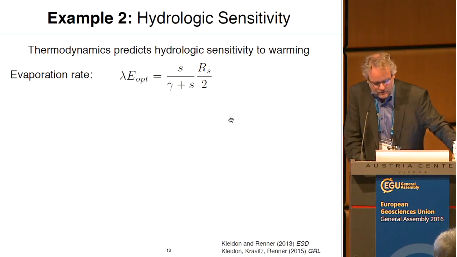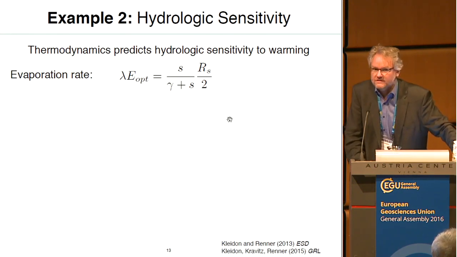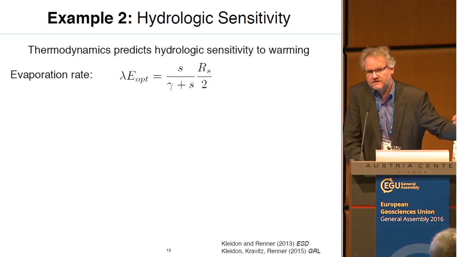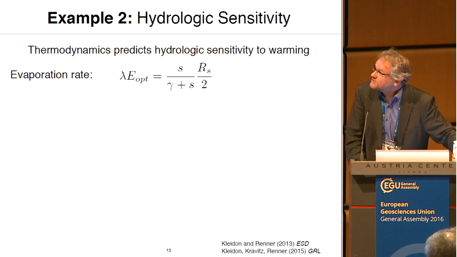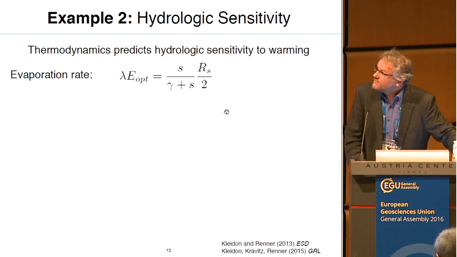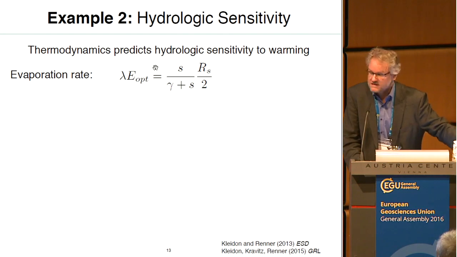Okay, so the next example I want to show is about hydrologic sensitivity. This is something that is quite well known and studied in atmospheric science. It's about the question: when we have a certain degree of global warming, how much does the hydrologic cycle, and specifically precipitation, change? Now, in steady state, precipitation equals evaporation, so we can look at the evaporation rate, and this is the rate that I showed a few slides back.